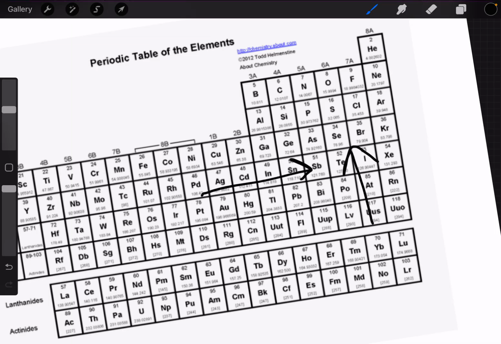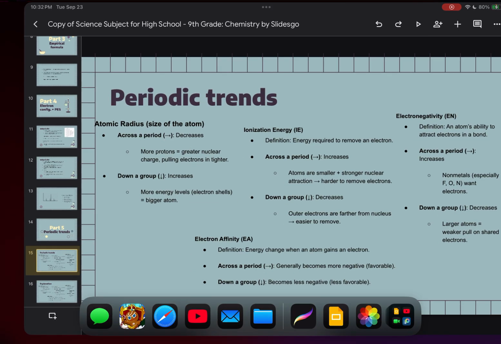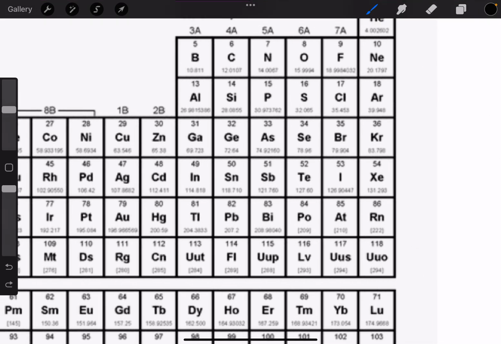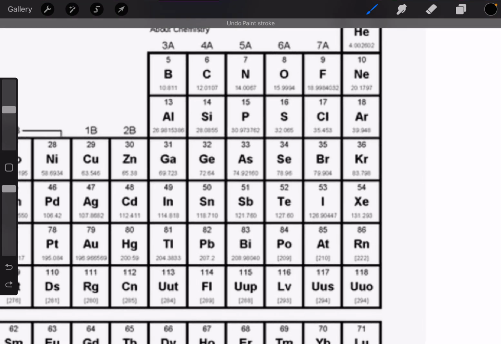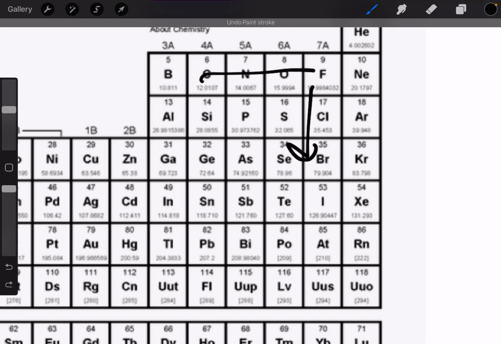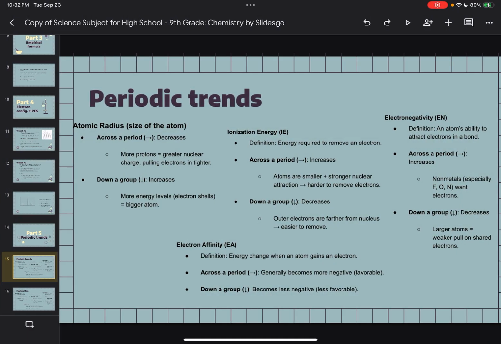Along here, it's just not wanting to bond as much compared to when you're going up and to the right, mainly because fluorine wants to be like a noble gas, wants to be stable, and the elements surrounding it will slowly decrease as it goes away from fluorine, essentially.